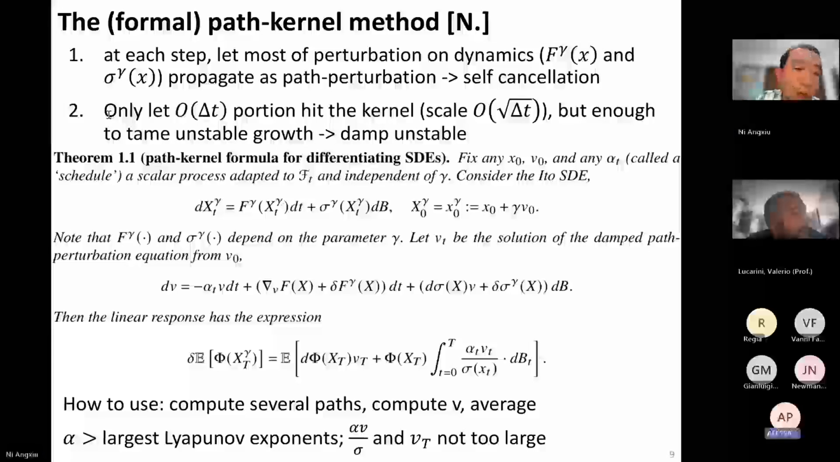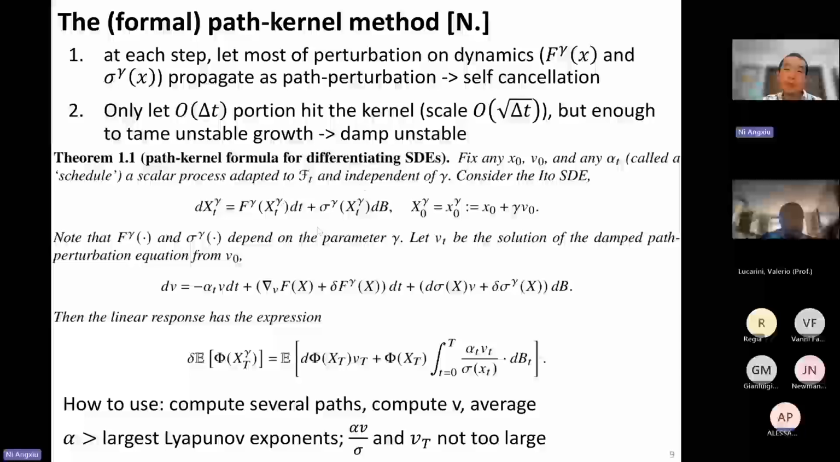And then, moreover, within each time step, I take out a small portion, on the scale of delta t, out of the path perturbation and throw it to the probability kernel. Okay, so this is small compared to the kernel, but it is enough to tame the unstable growth of the path perturbation. So this solves the problem of the path perturbation method. Remember, we said that it is not good at unstable systems, but now we have a mechanism to temper the instability. And this is the result.